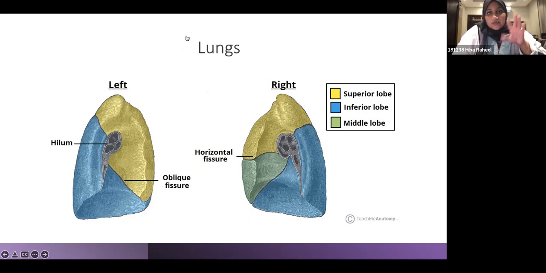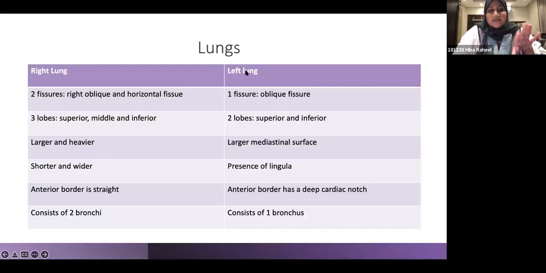Okay, so the first thing, if they give you 2 pictures, first try to identify which lung looks bigger to you, which lung looks smaller to you. The shorter lung would definitely be the right lung. The bigger one would definitely be the left lung. Then try to look for the lobes. If you see 2 lobes, left lung. You see 3 lobes, right lung. This table basically would help you in OSCE, okay?